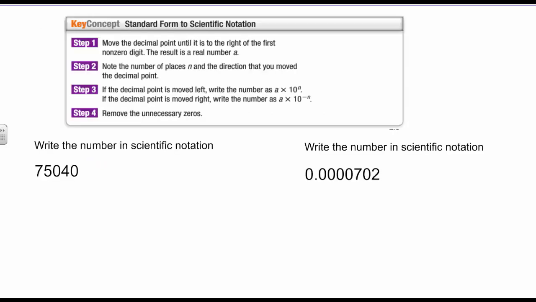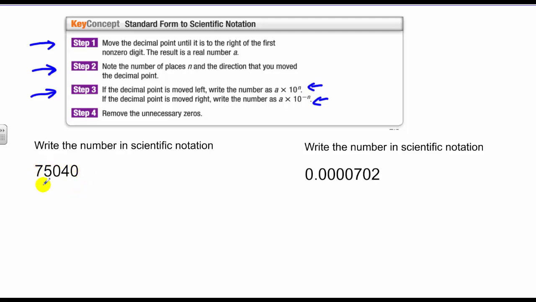And here are some rules for taking a number in standard form and writing it in scientific notation. The first thing we do is we represent our number as a number between 1 and 10, where 1 is included, 10 is not. We note the number of spaces we move to make that the appropriate decimal, and we note whether we move to the left or the right. If we move to the left, our value for n is positive. If we move to the right, our value for n is negative. And then remove any unnecessary zeros. So let's go through and do that.